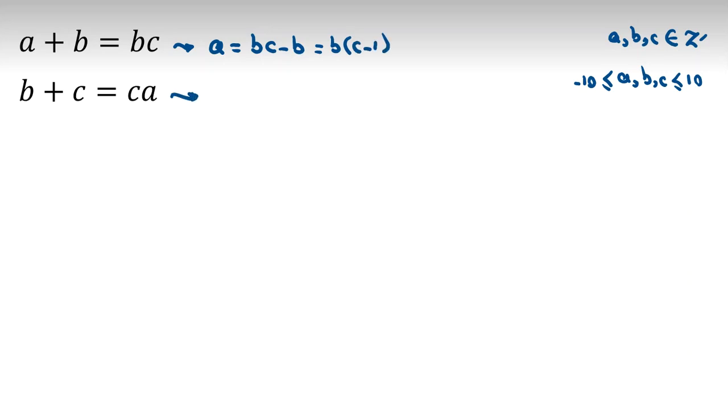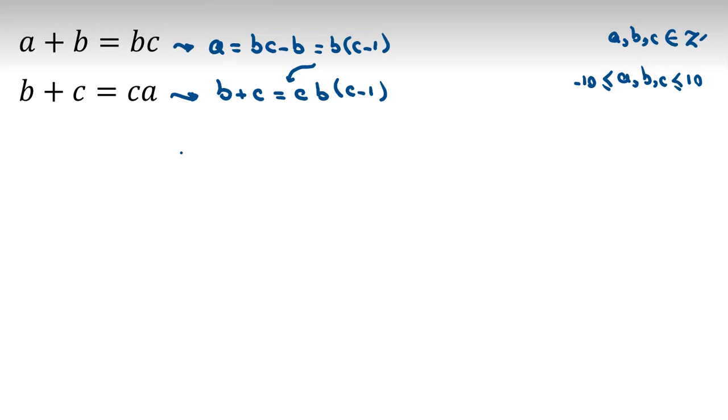From here, we can say B plus C. If we replace A with B times C minus 1, it will be C times B, from here, times C minus 1. And now we have an important thing. We have BC here, and C minus 1. So we can find B and C in terms of each other.